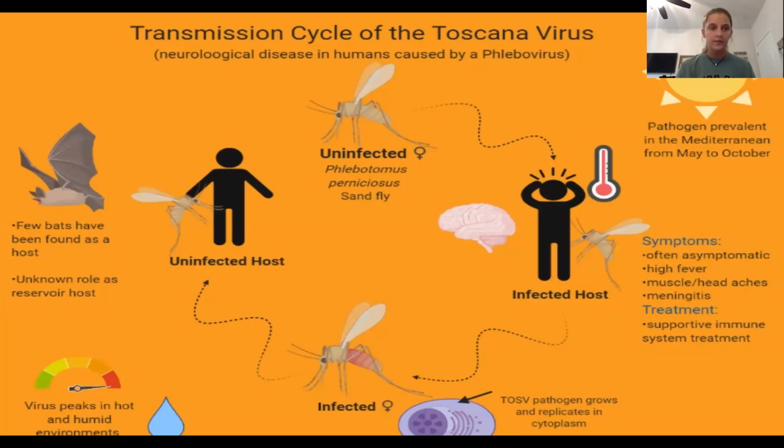The Toscana virus itself is classified as a neurological disease due to the symptoms it may cause and how it affects human function in life. An infected host can many times be asymptomatic, but some symptoms that can be shown are a high fever, muscle aches and headaches, and in extreme cases, meningitis. We will now hear more in depth about symptoms, treatment, and the Toscana virus in general on the next slide.